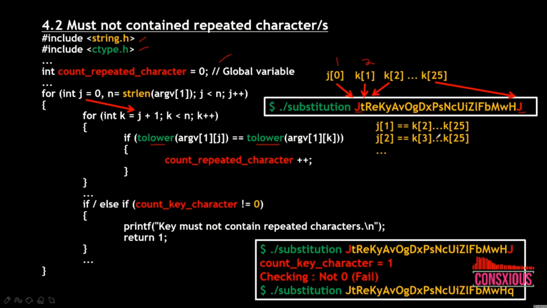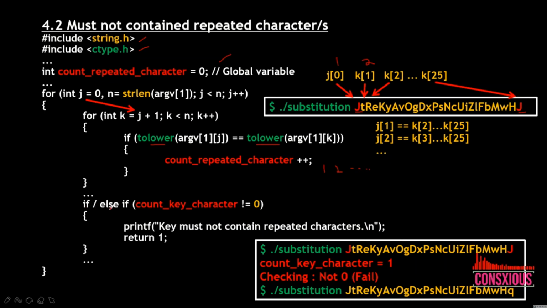This method will check every character, making sure there's no duplication here. If there's one duplication, it will add 1 here, or with 2 duplicates, 2, and so on. If there is any duplication, the value here will not become 0. So we can use this as a condition.